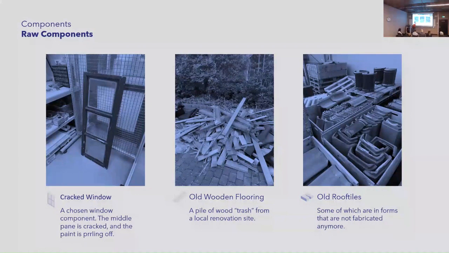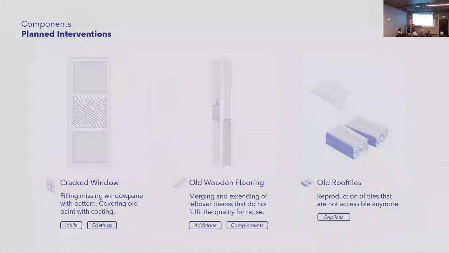But then maybe also to investigate how good our representation of scanned data is. We are looking into, for example, recreating old roof tiles, so that if there are roof tiles missing, we could reprint the same tile. Yeah, these are the different interventions that I just mentioned.